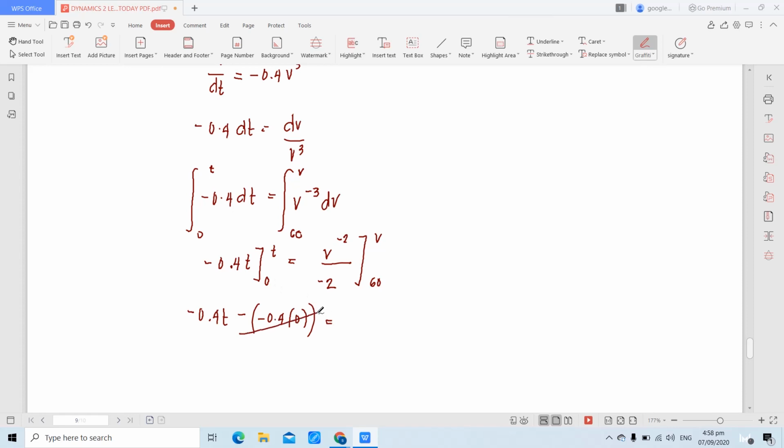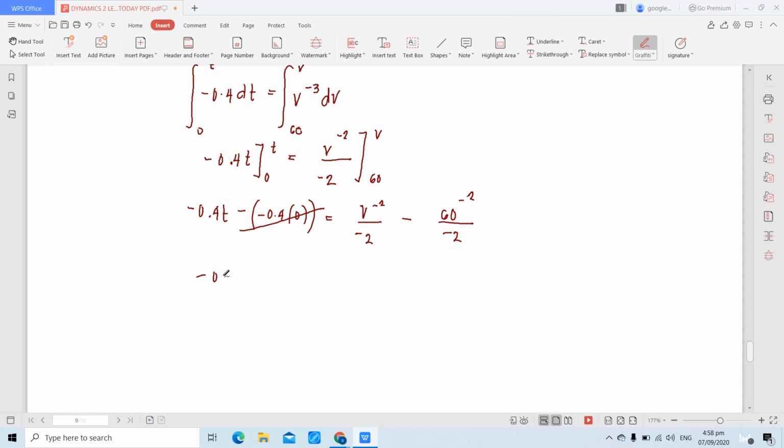Equivalent to, cancelled lang. Kaya natin i-consider. Dito naman, apply the upper limit first. So, walang magbabago. Yan ay v raised to negative 2 over negative 2, and then minus 60 raised to negative 2 over negative 2. Simplify po natin, guys.